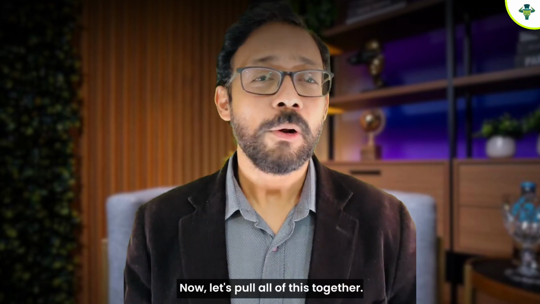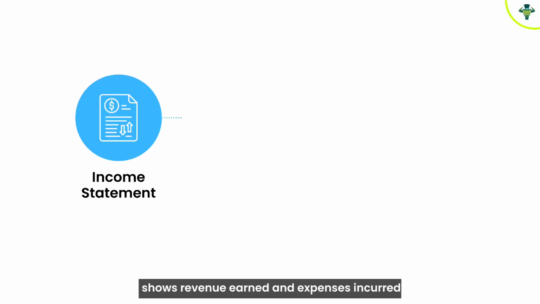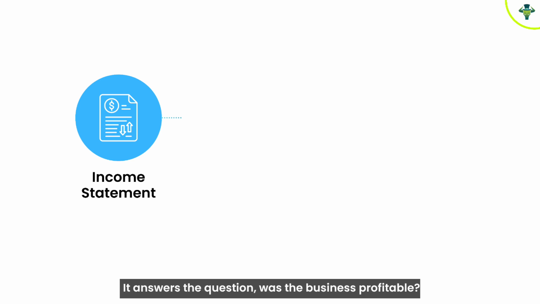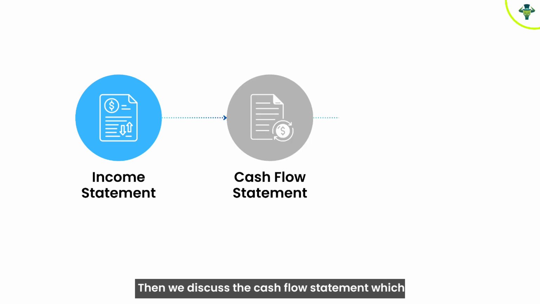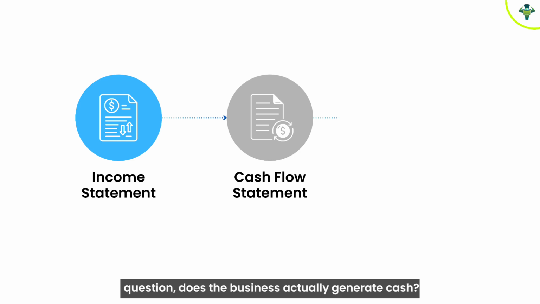Now let's pull all of this together. We started with the income statement, which shows revenue earned and expenses incurred over a period of time. It answers the question, was the business profitable? Then we discussed the cash flow statement, which basically tracks the real cash moving in and out over the same period, split between operating, investing, and financing activities. And what does it answer? It answers this question: does the business actually generate cash?